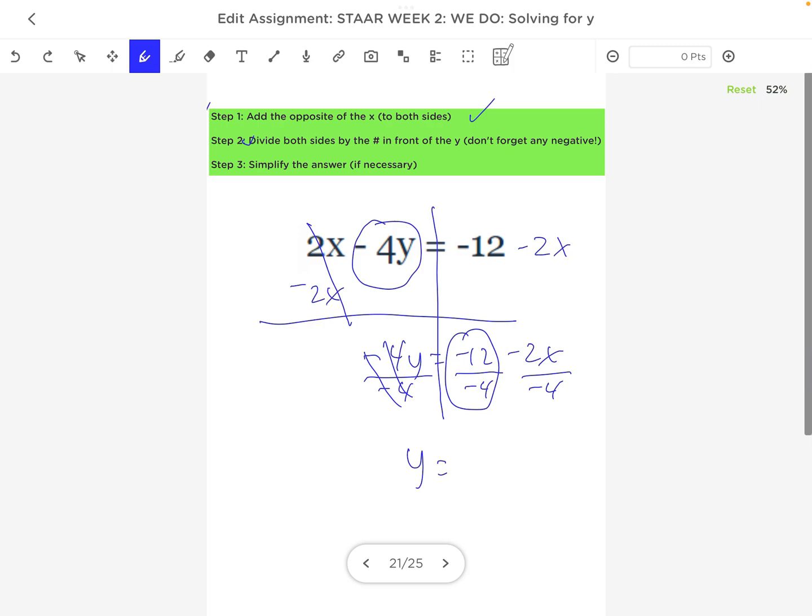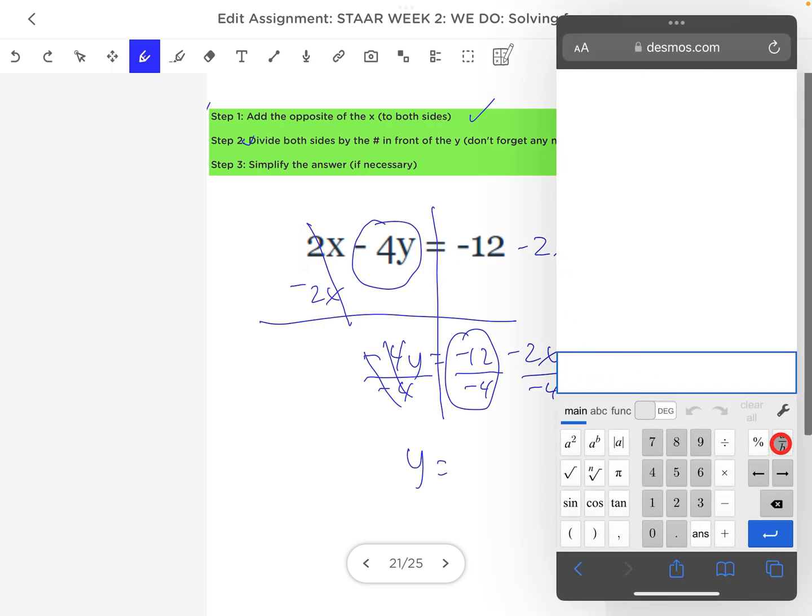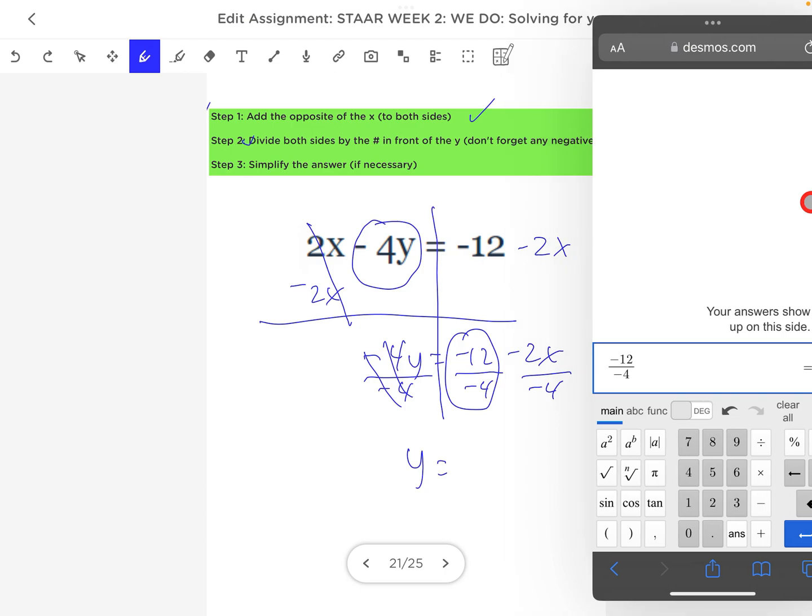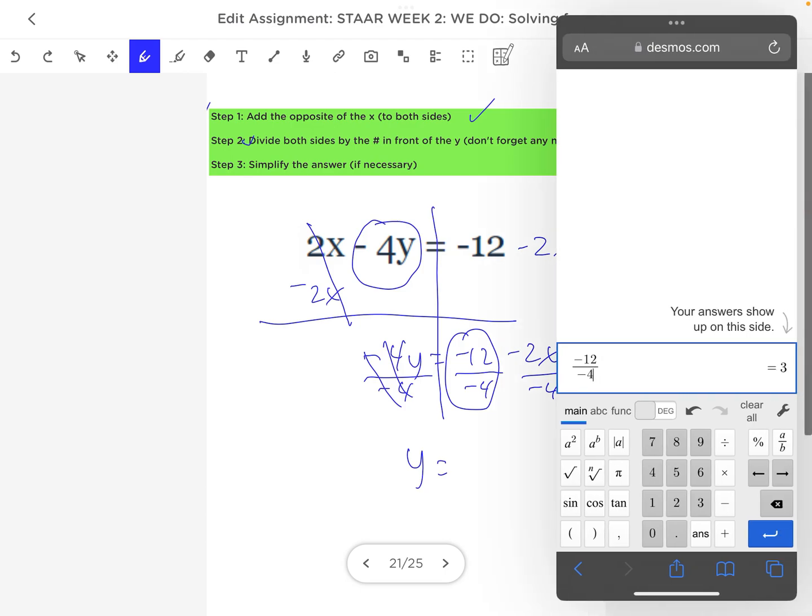If we're not sure what that is, let's just type it into the calculator, right? We can push that fraction button or the division to make that. We're going to put negative 12 on top. Okay, we're going to go down and push that negative 4 on the bottom. That gives us, as you might expect, a positive 3. So we're just going to write 3 right over here.